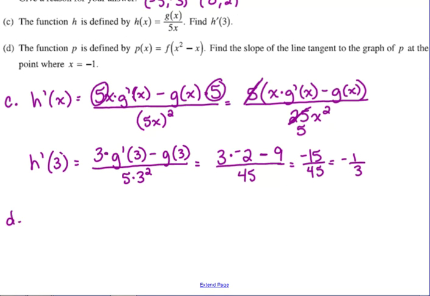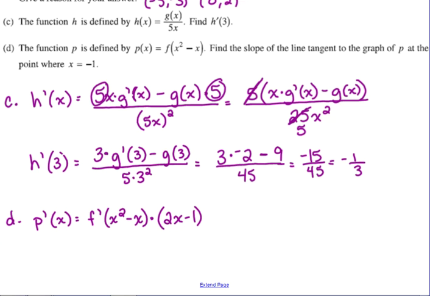They give you another function, and they say find the slope of the line tangent to the graph. So slope of the line tangent to the graph should make you think derivative. Right, so we need to take the derivative of this p of x function. So p prime of x is equal to, this is a chain rule. This is a chain rule because we have f and we have something inside of f. So chain rule says take the derivative of the outside, keep the inside the same, times the derivative of the inside. So we've got f prime of x squared minus x times 2x minus 1.